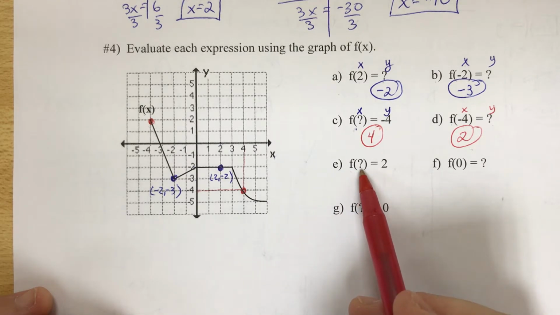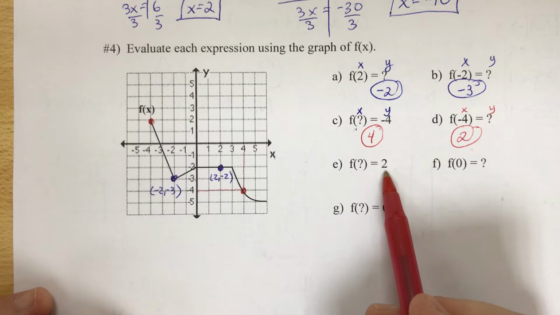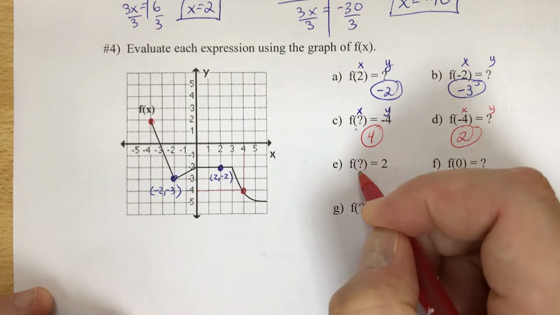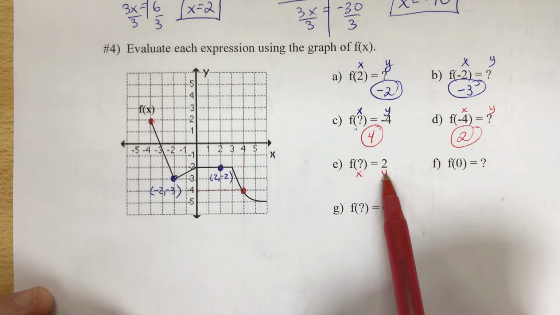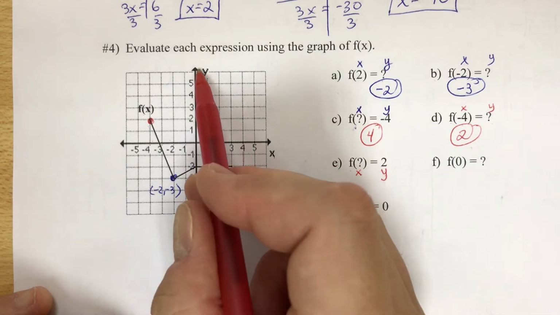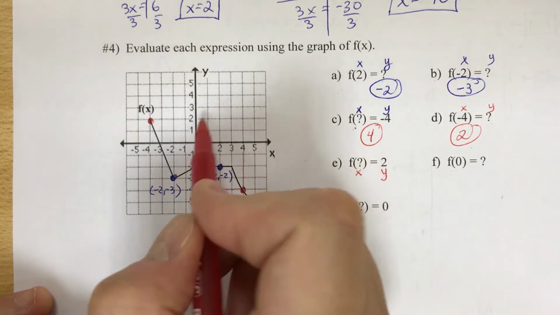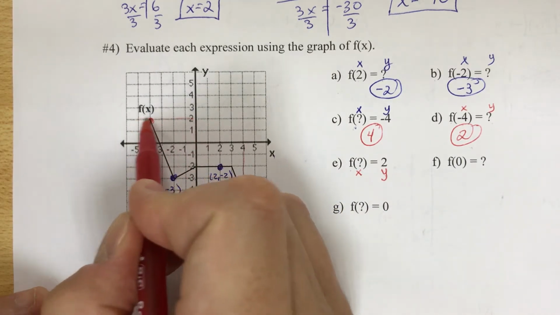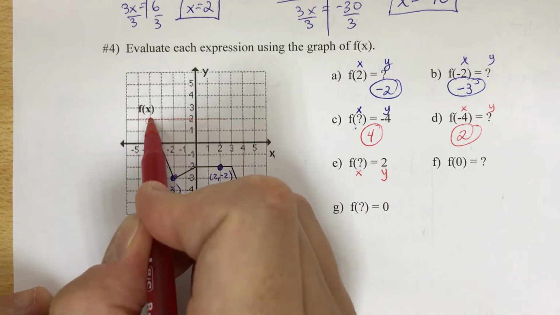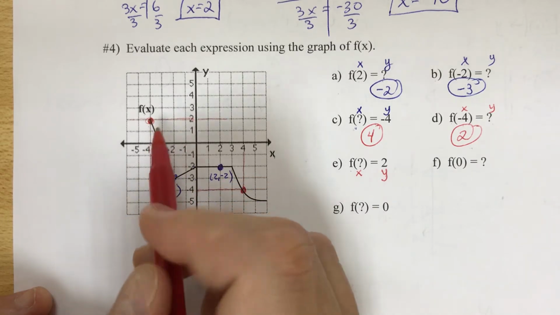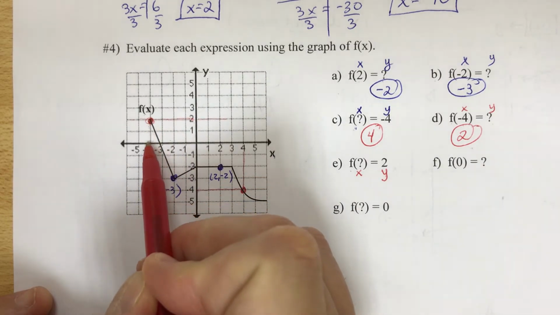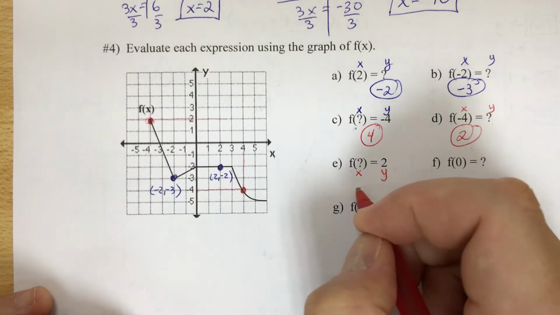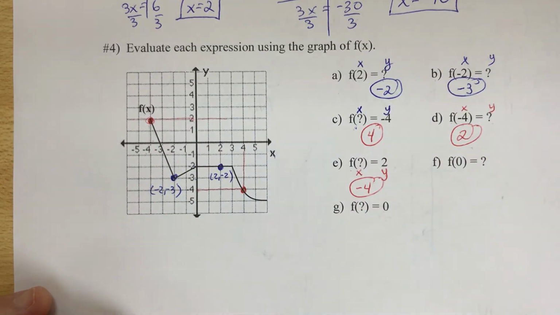Part E, f of question mark equals 2. So we're missing the x, but they give us the y. So let's start with the y value of 2. Now positive 2 is here. If we look over, I see a point on the function here. Oh, this is the one we just did, but now they're asking for the x value. X is negative 4.